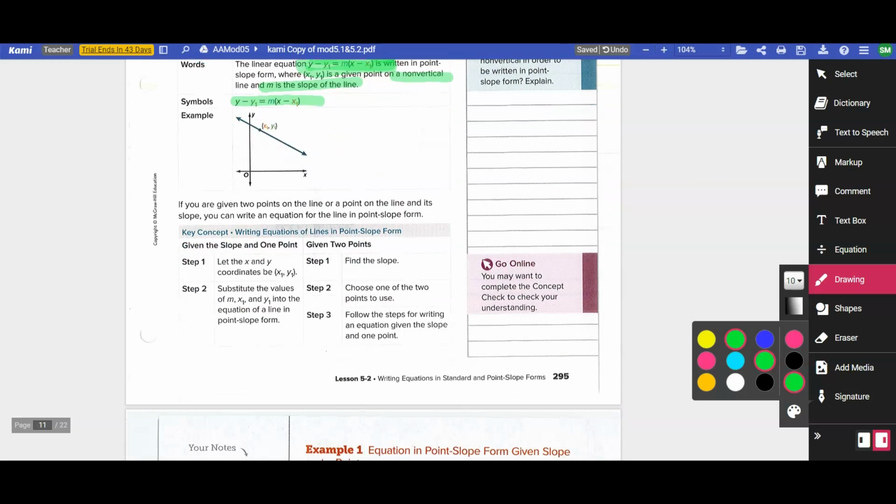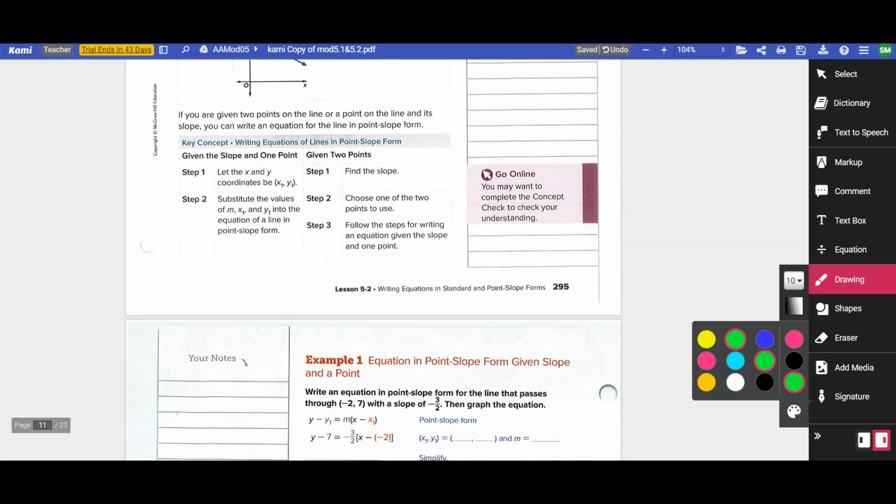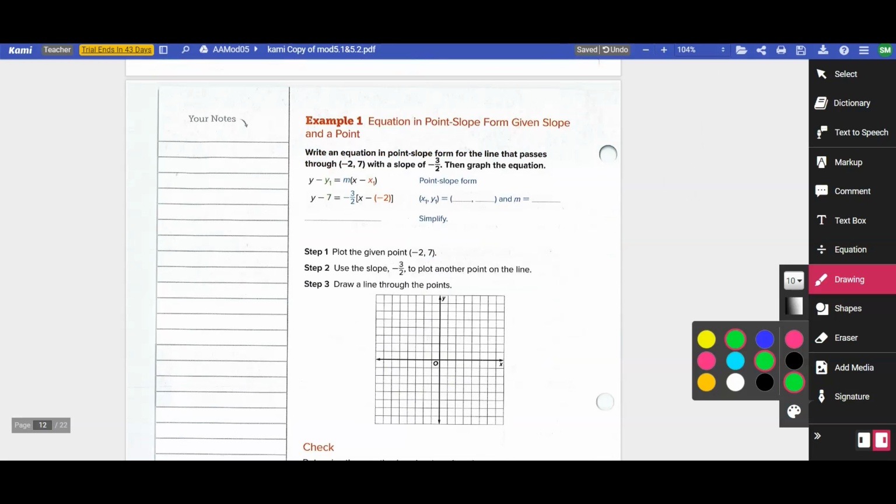Okay. So take a look at these guidelines right here. Some key concepts right there. And let's see what that looks like. I'm going to talk you through this over here. This looks a little bit cray-cray. All right. So example 1 says, write an equation in point slope form given the slope and a point. Okay. You're given a point and a slope. Gotcha. Here's our general form. y minus y sub 1 equals m times the quantity x minus x sub 1.